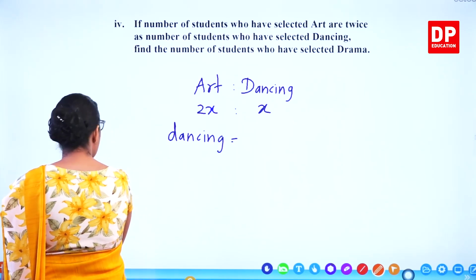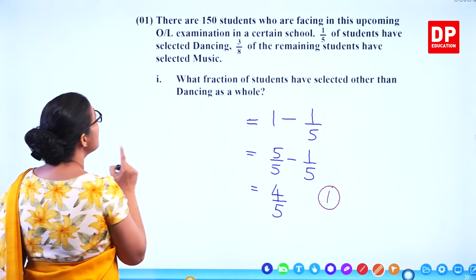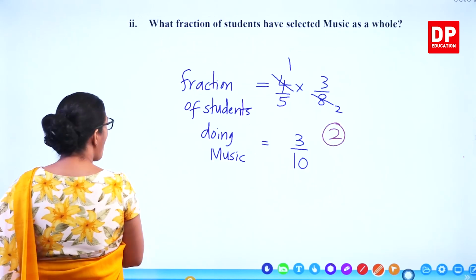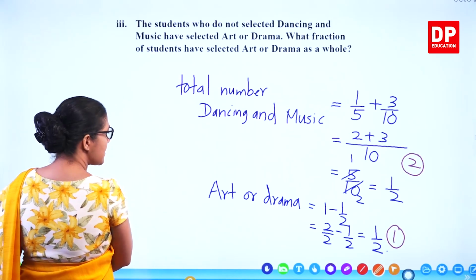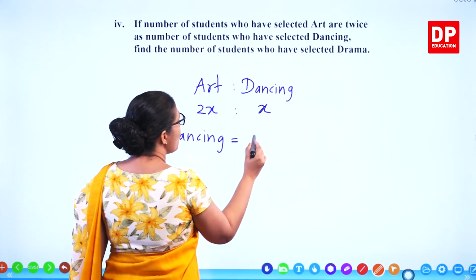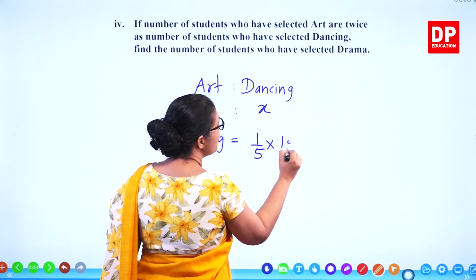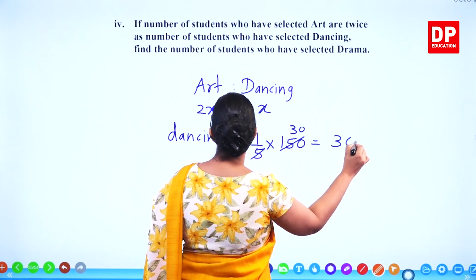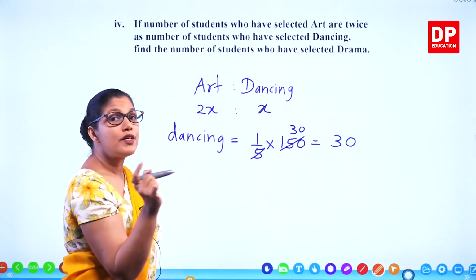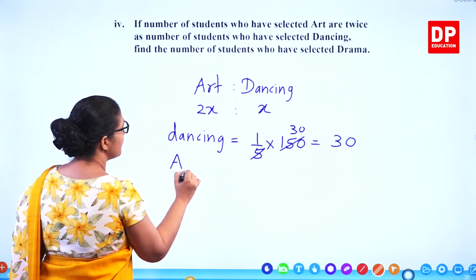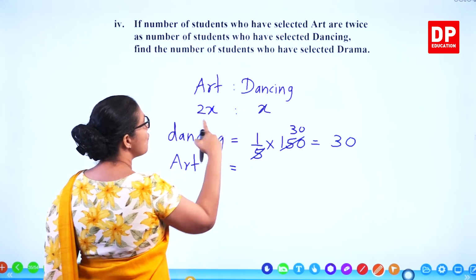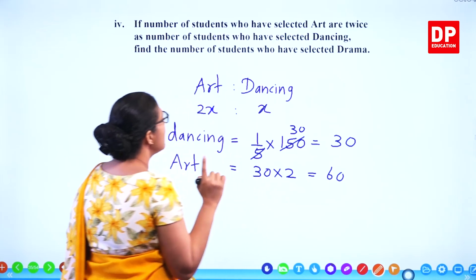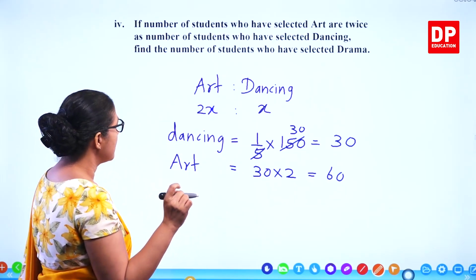Altogether how many students were there? 150 students. 1/5 of the students did dancing. So 1/5 of 150, 30 students chose dancing. Then how many students chose art? So art students, double of that. 30 times 2, that's 60 students who have selected art.